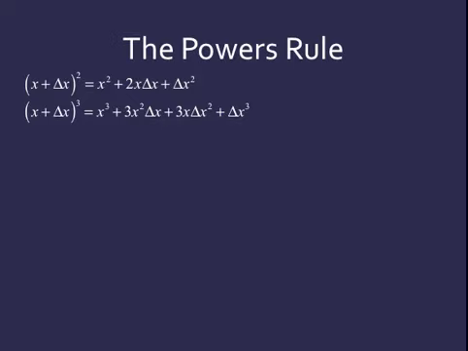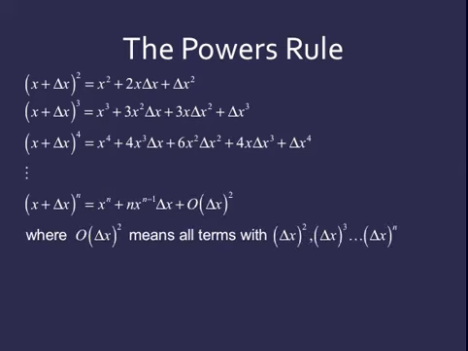Similarly, (x + Δx)^4 is equal to x^4 + 4x³Δx + 6x²Δx² + 4xΔx³ + Δx^4. We can see a pattern emerging here. What we have every time, in the general sense, is (x + Δx)^n is equal to x^n + nx^(n-1)Δx plus some other terms.